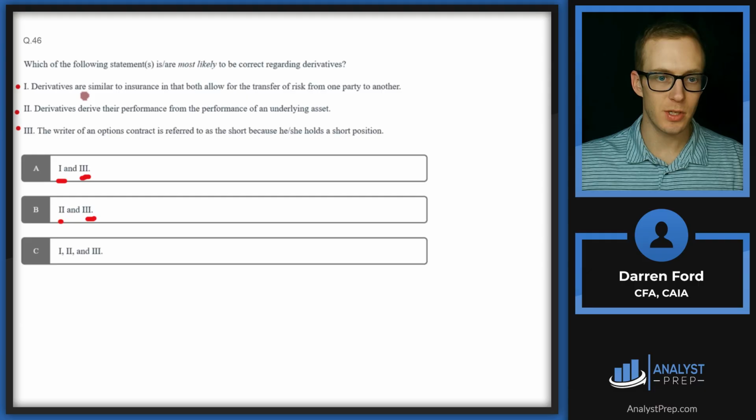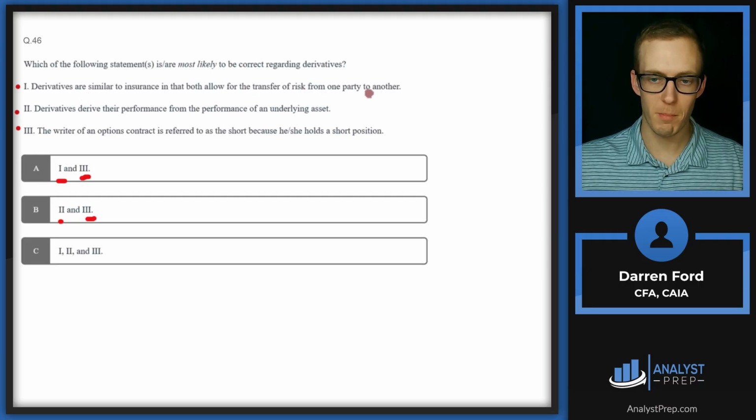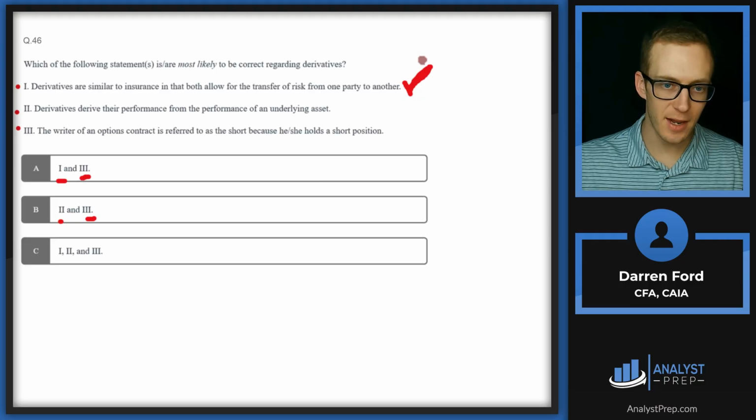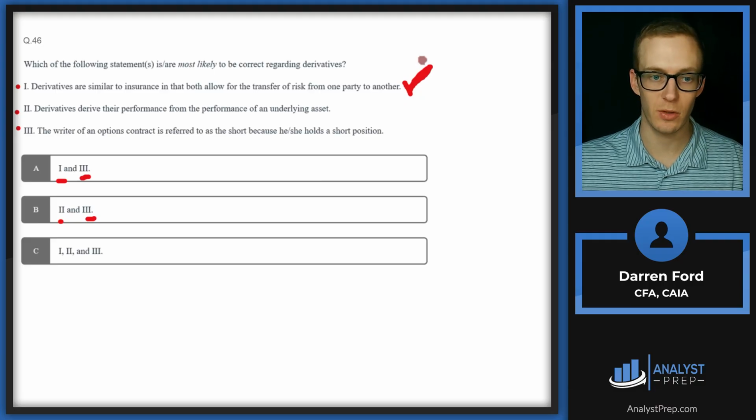1, derivatives are similar to insurance in that both allow for the transfer of risk from one party to another. This is going to be a correct statement. For example, we can buy a put option. If we hold the underlying security and then we're buying that put option, that is a type of insurance, and we're transferring that downside risk that we had from us to the seller of that put option.